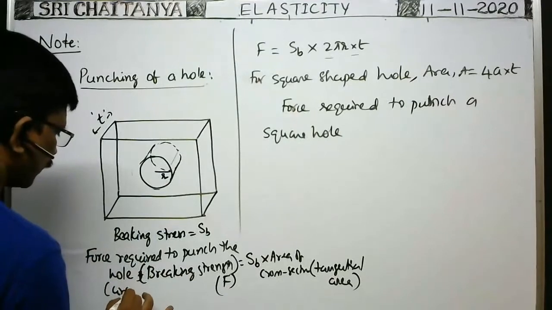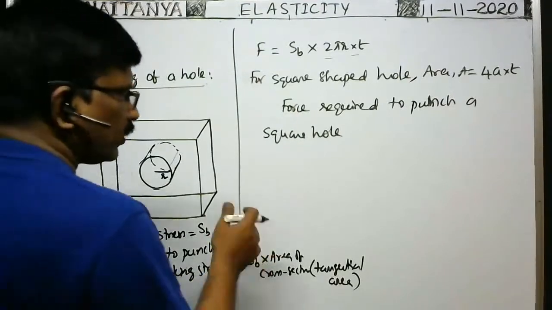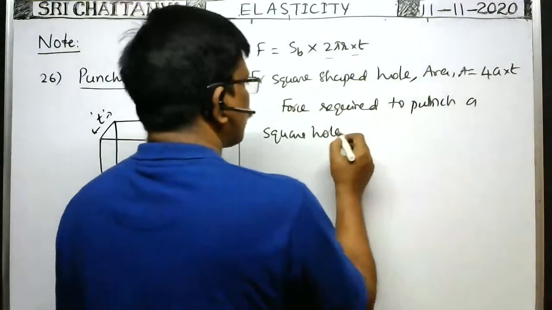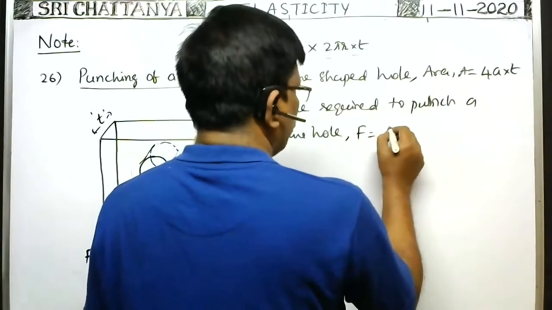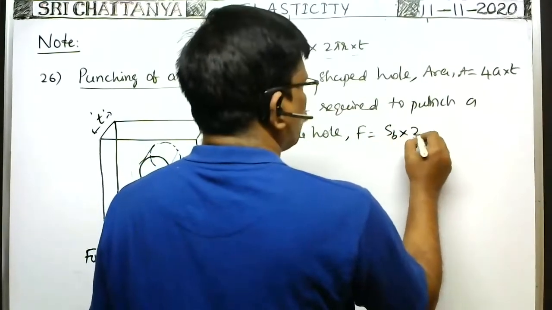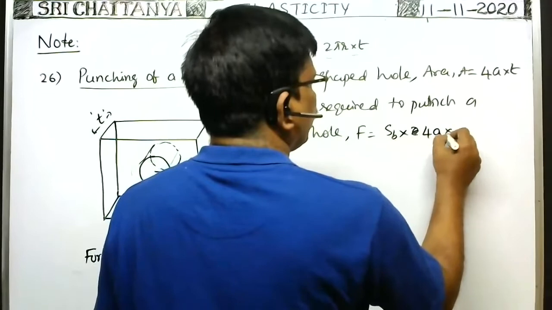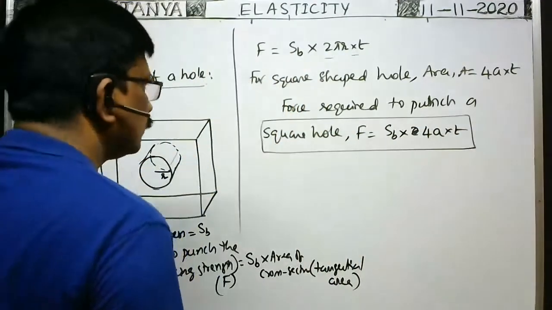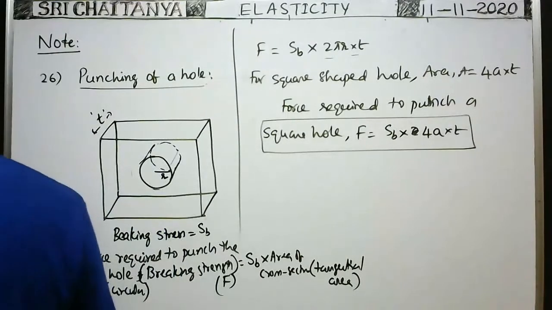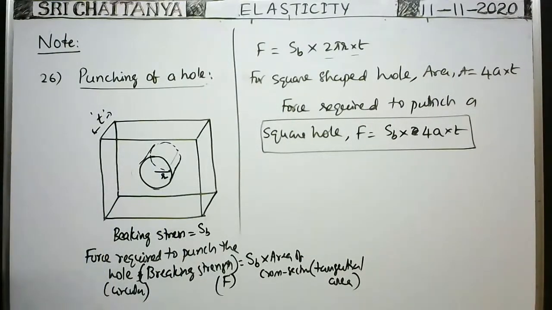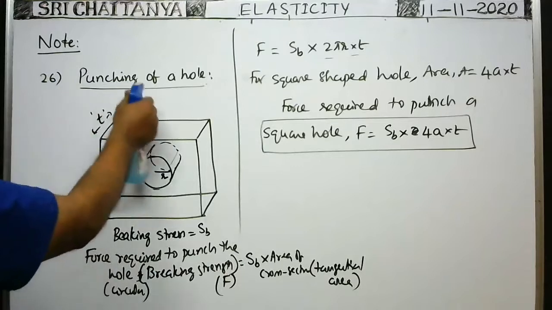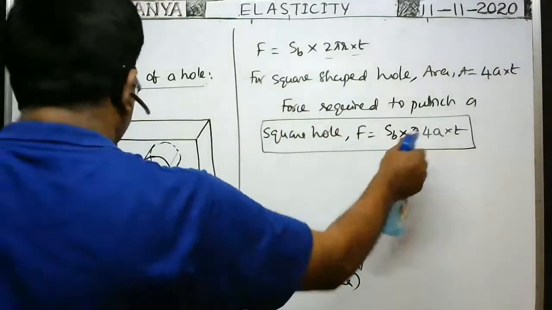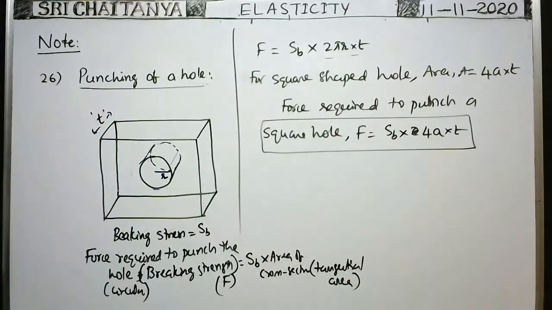Hole means generally circular. That's why I did not mention it here. Force required to punch a square hole: F is equal to breaking stress into area, 4A into T. That is the force required to punch a hole. Okay, these are the different cases.